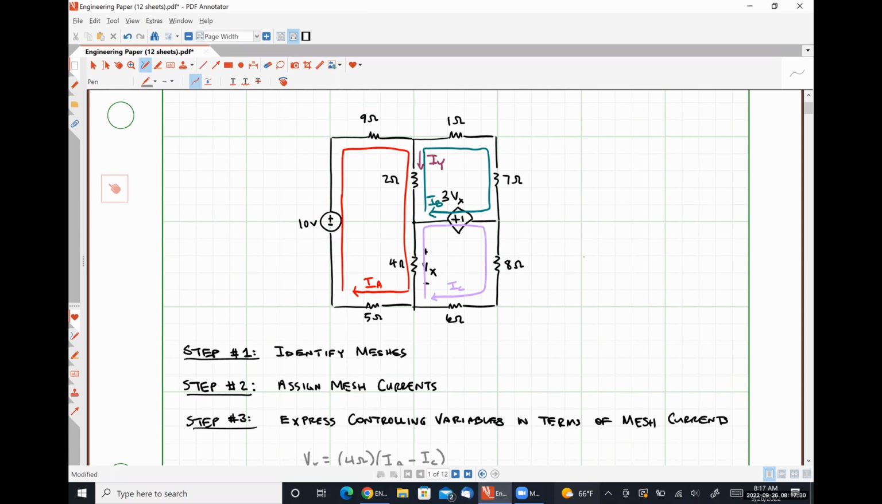Yeah. So we are assuming that the mesh current we're following is always flowing into the positive polarity terminal when we're writing these equations. So you're 100% correct. In our first equation, we assumed that the positive polarity terminal for the 2 ohm resistor was at the top. In our second equation, we are assuming that the positive polarity terminal is at the bottom, such that the mesh current we're following around our path is always flowing into the positive polarity terminal. All right, third term.